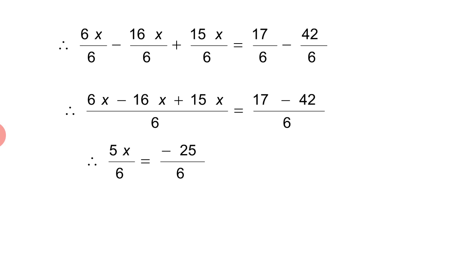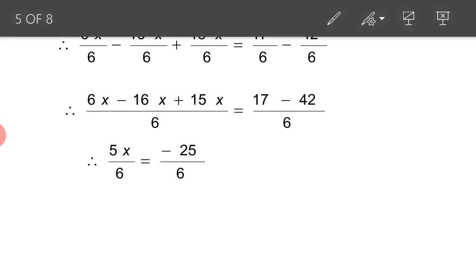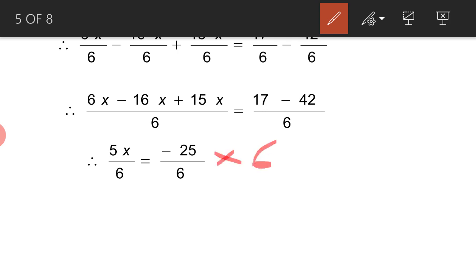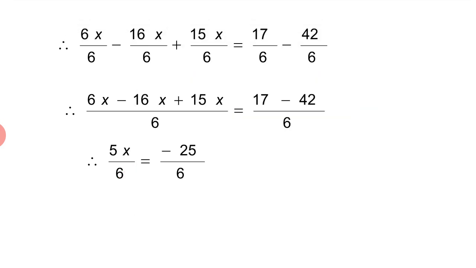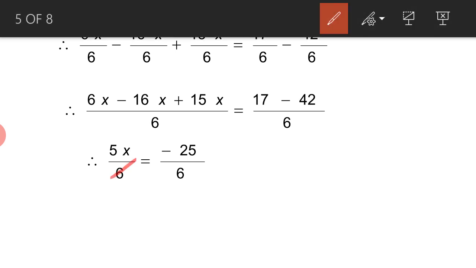5x upon 6 will be equal to minus 25 upon 6. Now denominator is there at LHS as well as in RHS. So if we multiply both sides by 6, what will happen? Will it cancel 6 on both the sides? So instead of showing in form of multiplication, you can write in this manner also. So 6 and 6 are cancelled because they are present in both the sides. So we can cancel common factors or common numbers. Is it okay? So I am cancelling 6 in the denominator from both the sides.